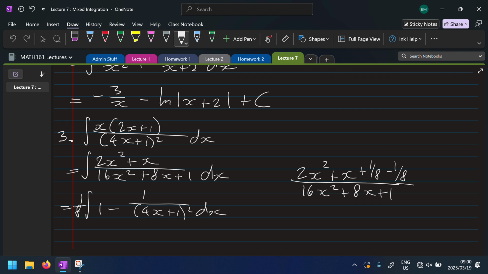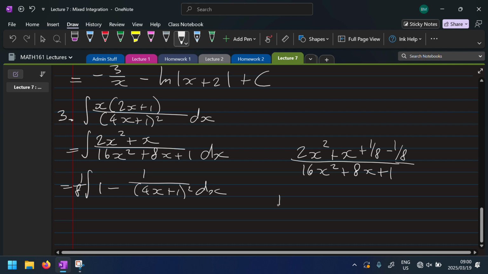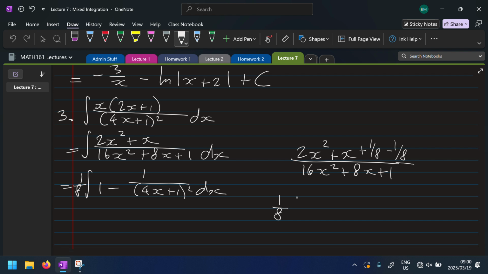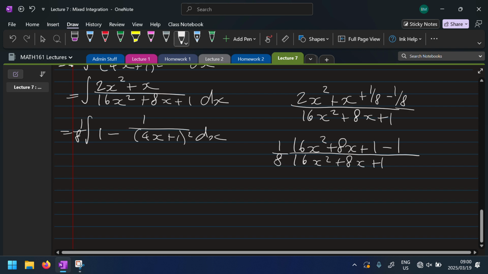But now, look what happens if I multiply the top by 8. So we're going to have 1 over 8 in front. So times by 8, divide by 8. We're going to have 16x squared plus 8x plus 1 minus 1 over 16x squared plus 8x plus 1. And now we've got it exactly how we wanted. We've got 16x squared plus 8x plus 1. That's exactly what we have in the bottom. So this is going to be 1 over 8.